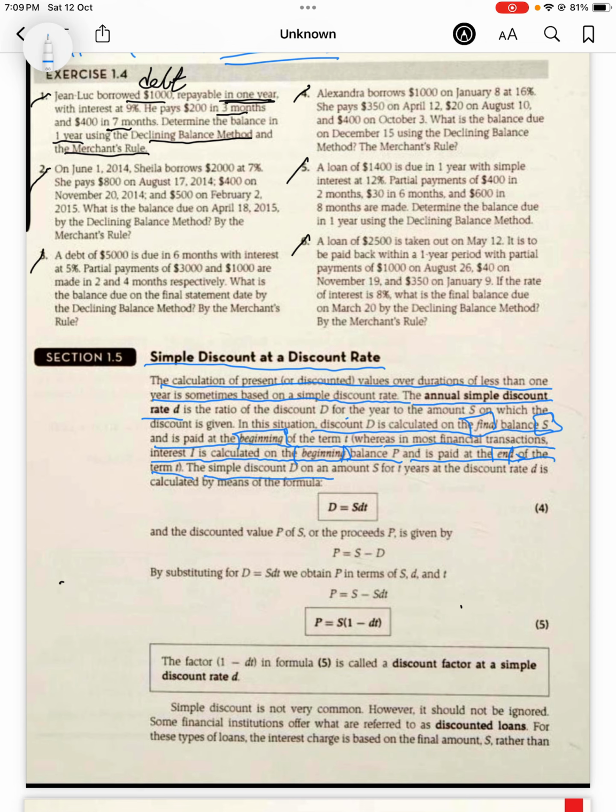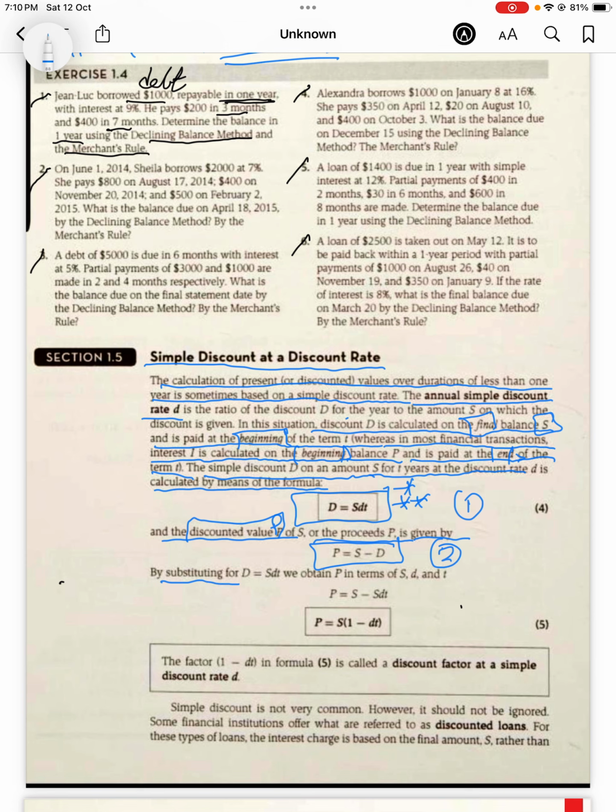The simple discount D on an amount S for T years at the discount rate d is calculated by means of the formula D equals S multiplied by d multiplied by t, and the discounted value B of S, or the proceeds B, is given by B equals S minus D, where D is the interest or discount.